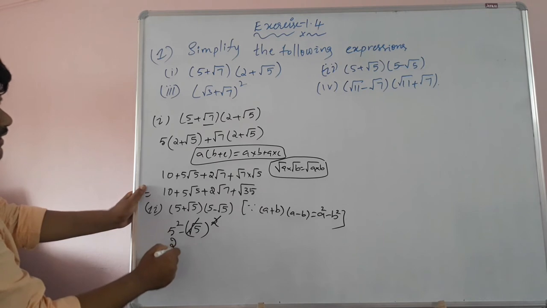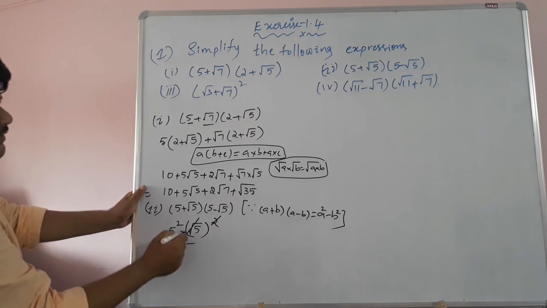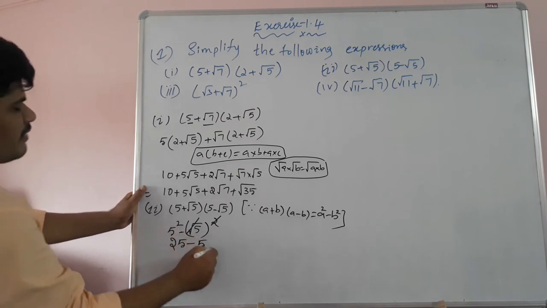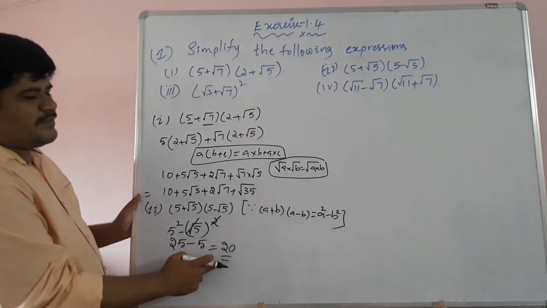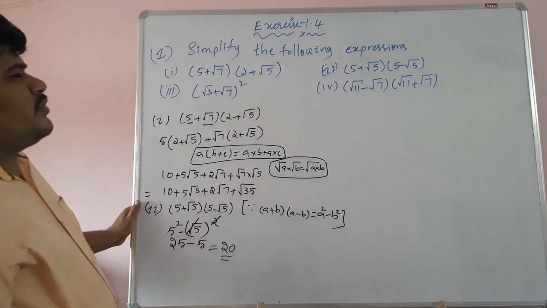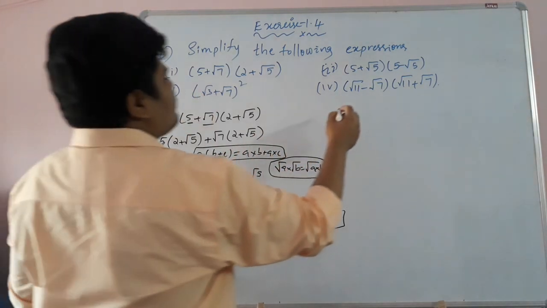5 square, that is 25 minus 5. So 25 minus 5 is what? 20. So this is the answer. Okay. Now students, let's see the third problem.